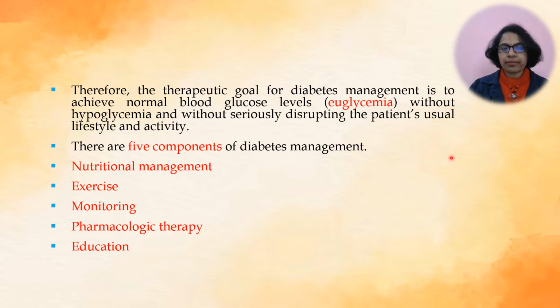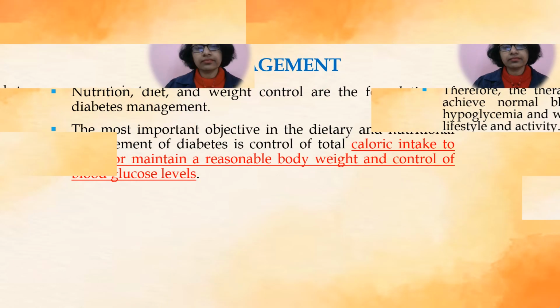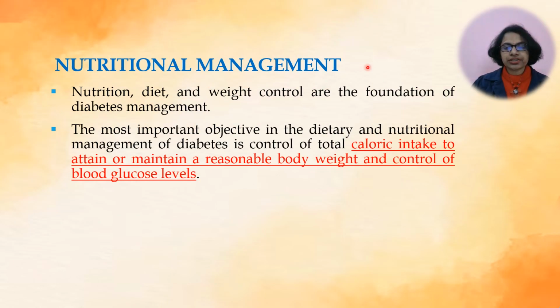There are five components of diabetes management. So what are the five components? Nutritional management, exercise, monitoring of patient glucose levels, pharmacological therapy, and finally education. The first component is nutritional management. Nutrition, diet, and weight control are the foundation of diabetes management. The most important objective in the dietary and nutritional management of diabetes is to control total calorie intake to attain or maintain a reasonable body weight and control blood glucose level.